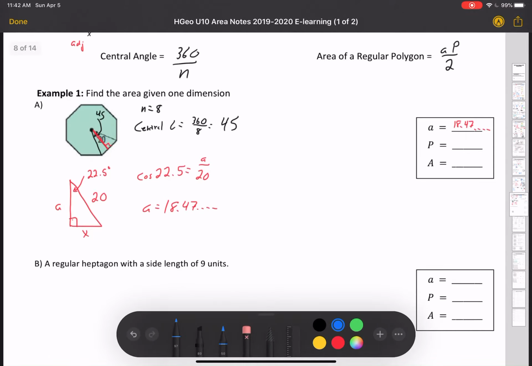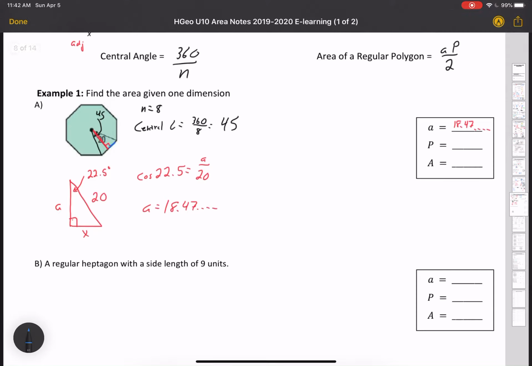Okay? Now, we need to figure out what half of the side length is, because if we can find that, we will eventually be able to find the perimeter. I'm going to use sine for that because the x is the opposite. Sine of 22.5 is equal to opposite x over hypotenuse 20. When I solve for this, I get that x is 7.65 and so on. I'm going to multiply that by 2 in order to get the whole side length, and then multiply that by 8 in order to get the entire perimeter.